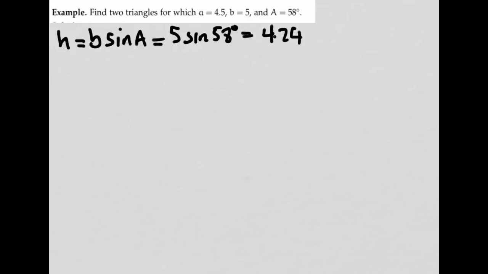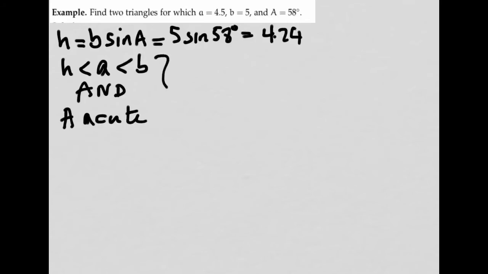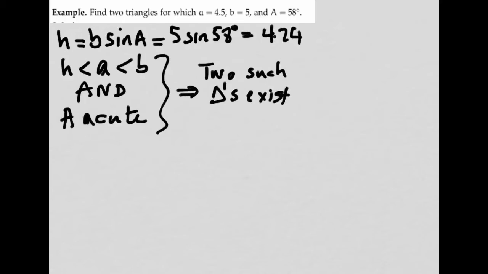Now notice that 4.24, which is h, is less than 4.5, which is a, which is less than 5, that's b, and notice that angle A is 58 degrees, so it is acute. Combining those two conditions, we conclude that two such triangles exist. So let's figure out what they are and solve them. Let's start with the first triangle.